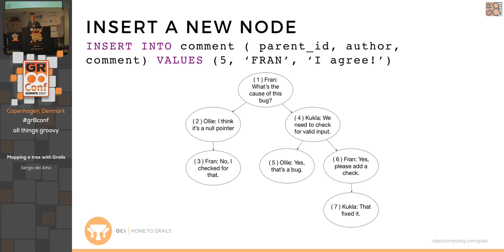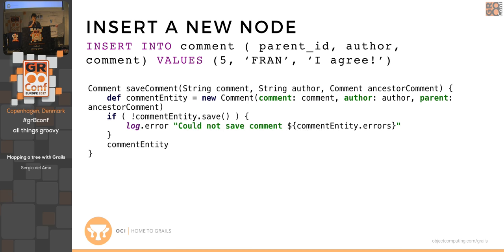One of the advantages is it's really easy to insert a new node. To insert a new node, for example, under the comment number 5, I just need to supply the parent, the new author, and the new comment. And this with GORM is really easy as well. You basically instantiate the domain class and supply the parent in the map constructor. This will be set to the property parent, and then you save it, and you are good to go.